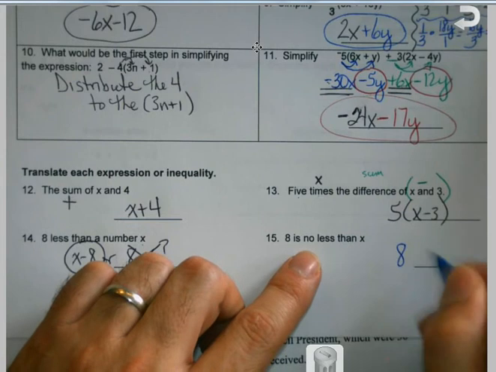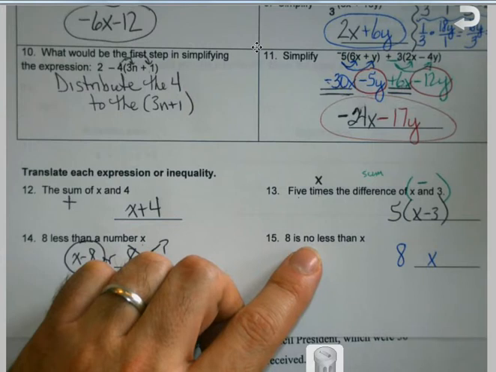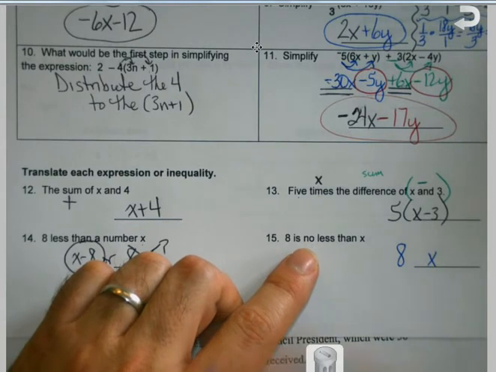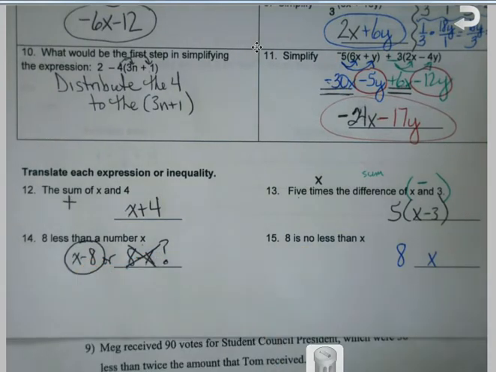8, okay, we got x. Now we got to figure out, it's going to be one of those inequality arrows. Is no less. So it has to be more. No less. Which way is my arrow going to go? Oh my gosh.